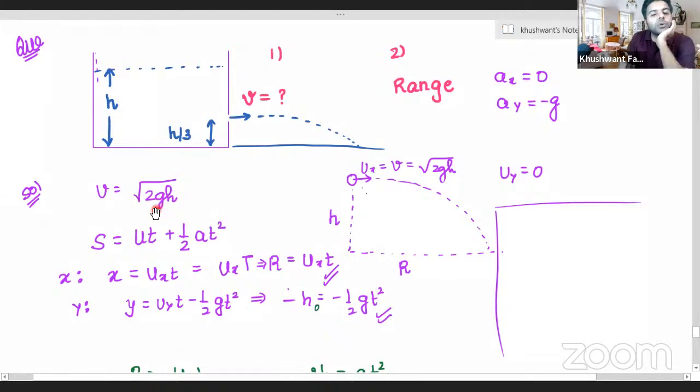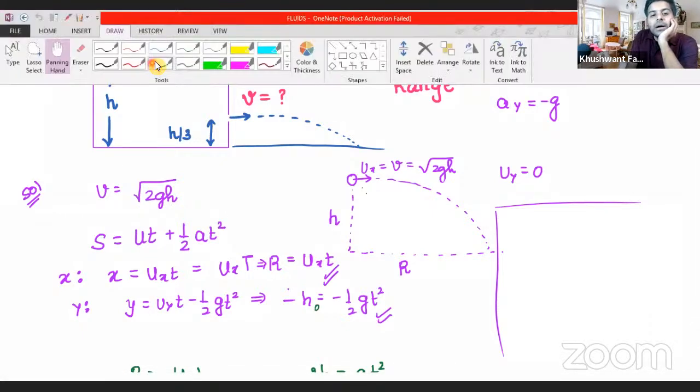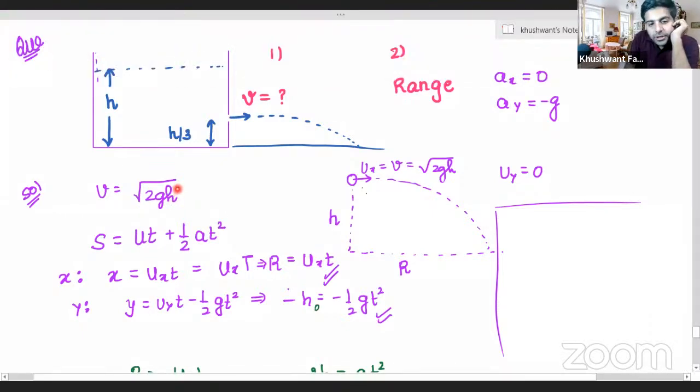That v is equal to under root of 2gh. Where what is h here? Is h the height of the liquid above the hole or below the hole? Above the hole. Good. So suppose let us call that h dash. Can we calculate h dash from here? Yes, h dash, sir. H minus h by 3. Very good. H minus h by 3, which is equal to how much? 2h by 3. So this is the value of the height above that hole.